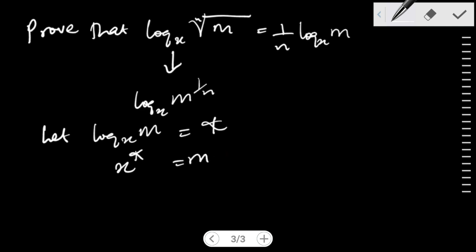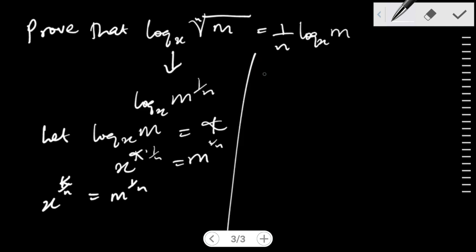Now let's multiply the powers by 1 all over n. So this is going to be 1 out of n, and this is going to be times 1 out of n. So we are going to have x to the power 1 out of n, times k, equals to m to the power 1 out of n. Now the next step is to introduce logarithm.